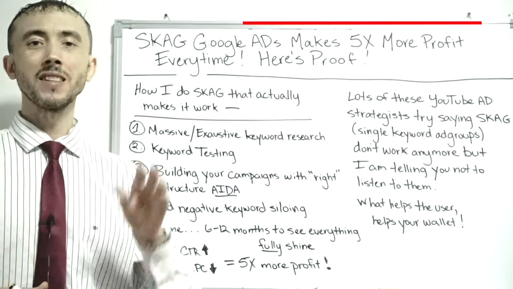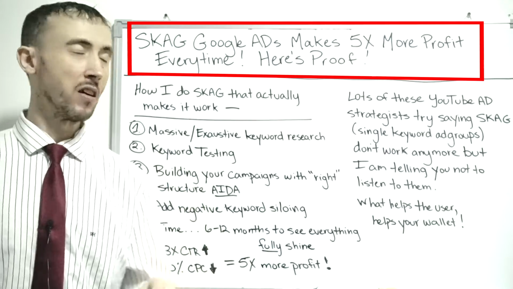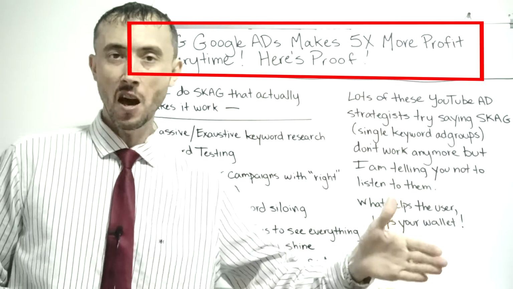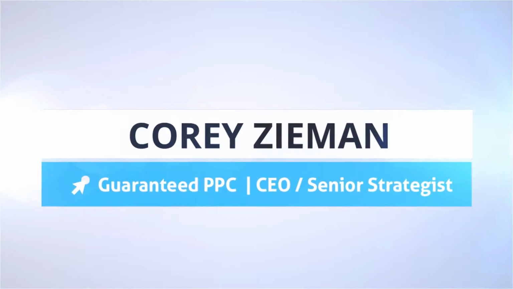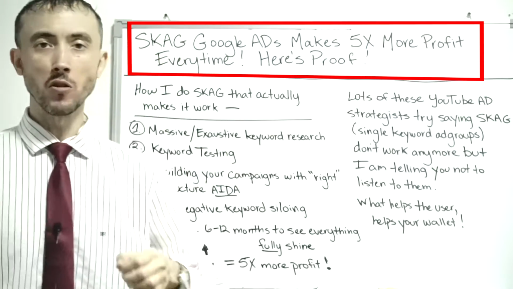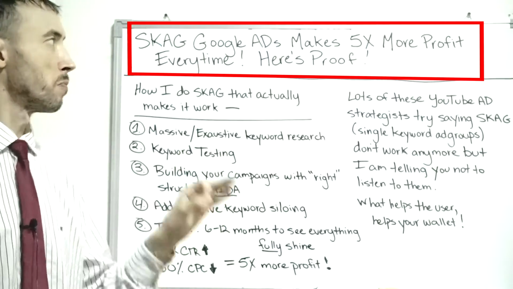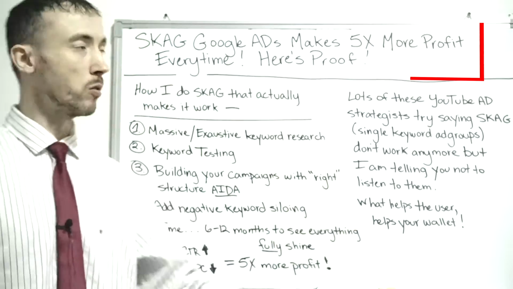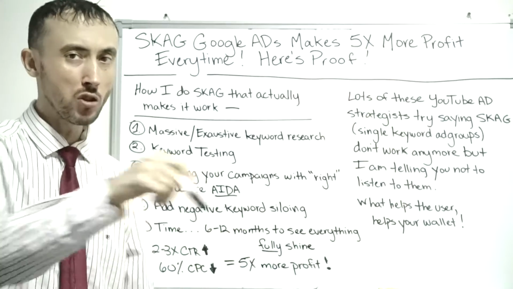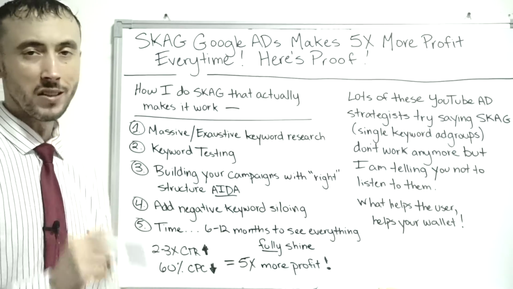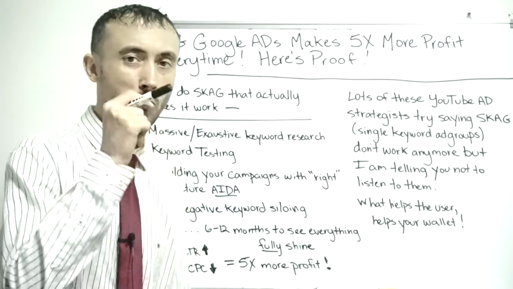Today's video, we're talking about SKAG, using SKAG on Google Ads, whether or not that can make you more money. Of course, the title already gives away, you'll make a ton more money with SKAG. Single keyword ad groups on Google Ads, which is very controversial if you ask other YouTubers, but I guarantee you, you will make 5 times more money, at least long term, maybe not so much short term, but long term, using SKAG on your Google search campaigns. I'm going to explain exactly why that is.